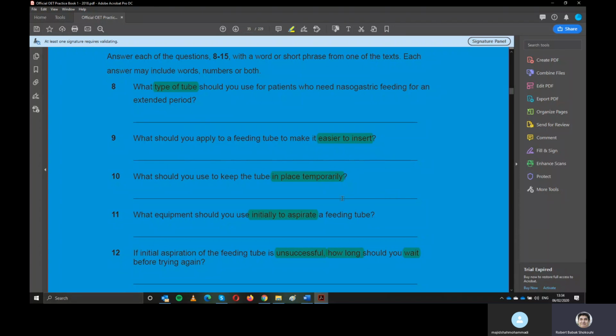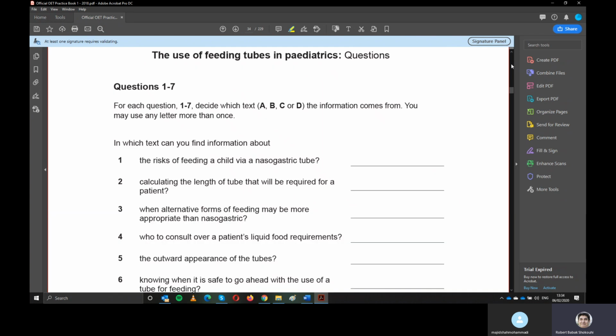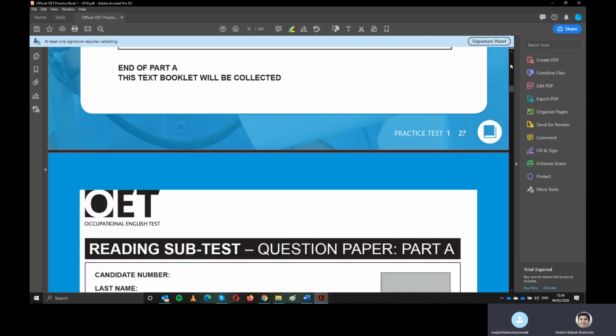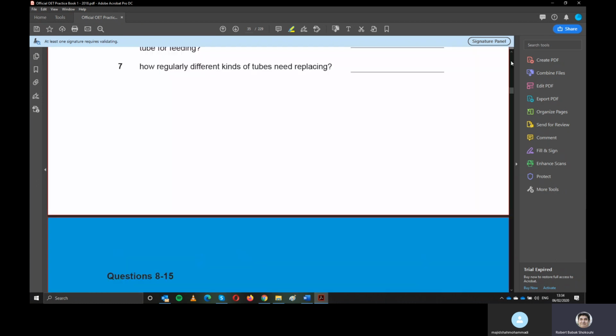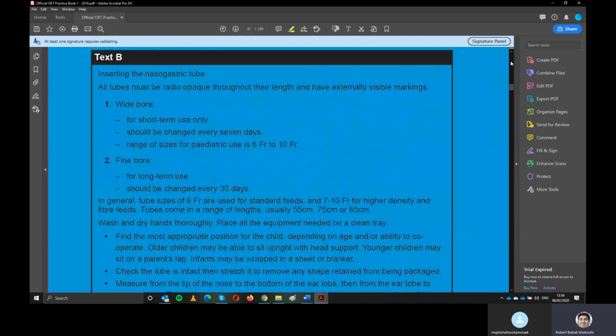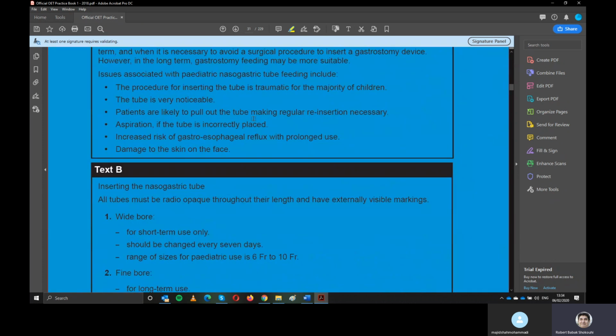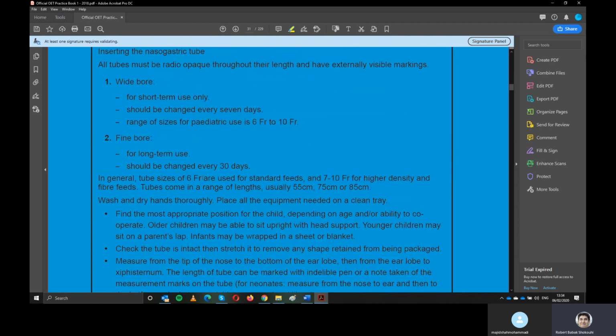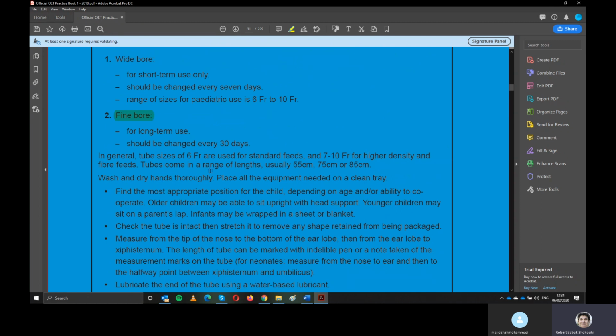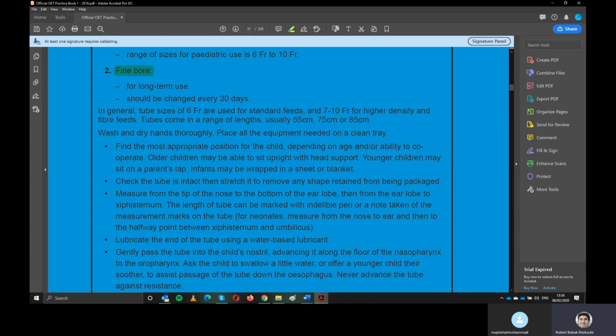Right. Shall we go and look? Okay, we go up to here. Okay, so what we're looking at. Right. So that fine bore was the first one. Okay. We quickly scan. Right. So what are we looking at?